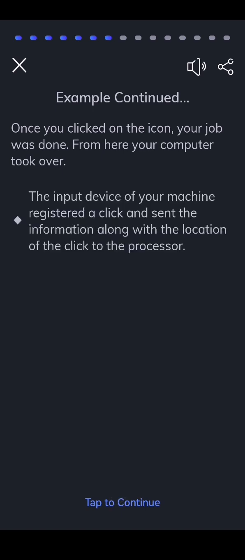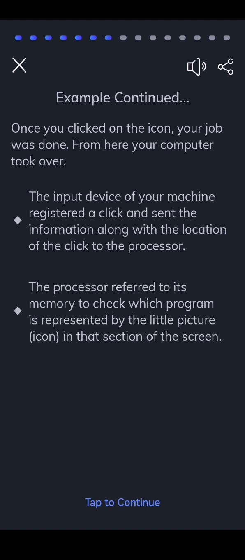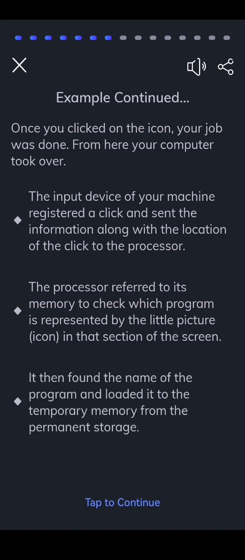The input device of your machine registered a click and sent the information along with the location of the click to the processor. The processor referred to its memory to check which program is represented by the little picture, icon, in that section of the screen. It then found the name of the program and loaded it to the temporary memory from the permanent storage.